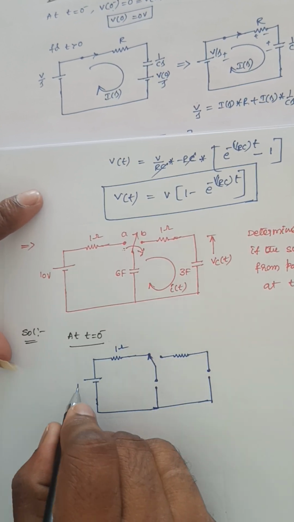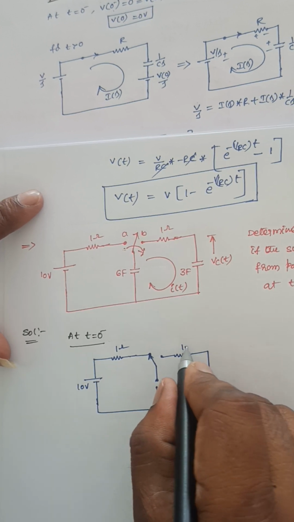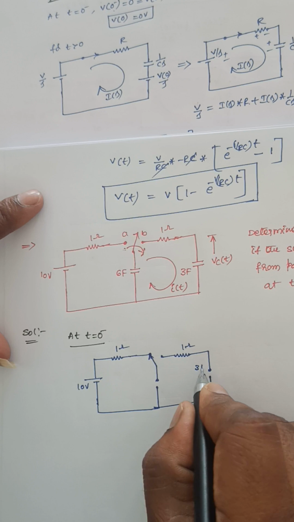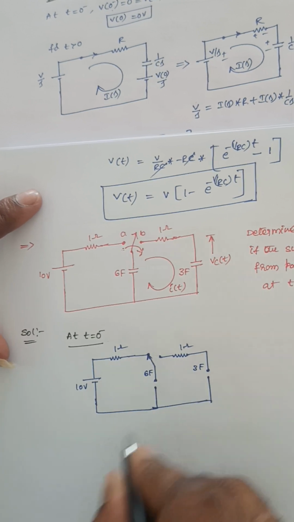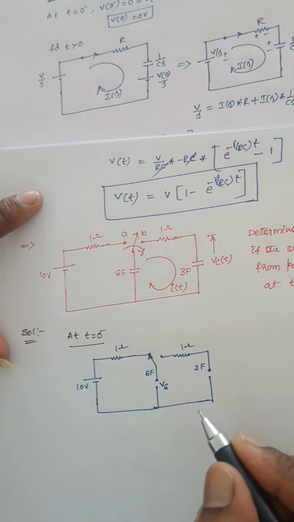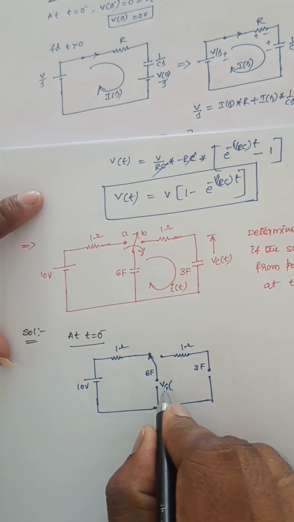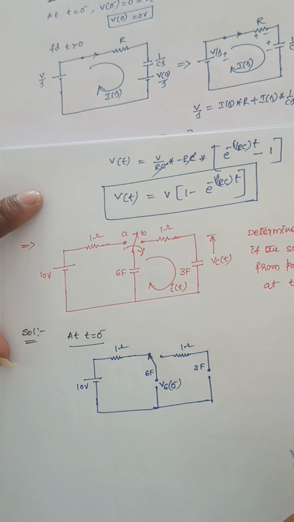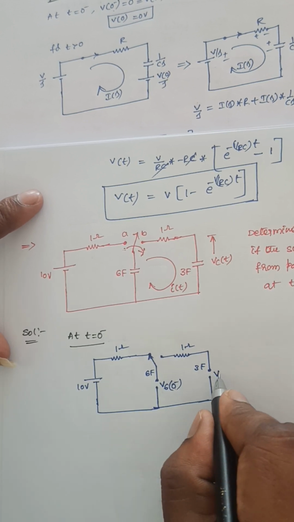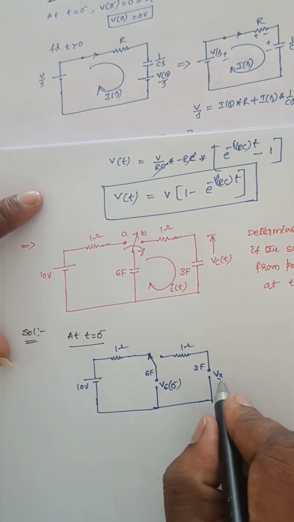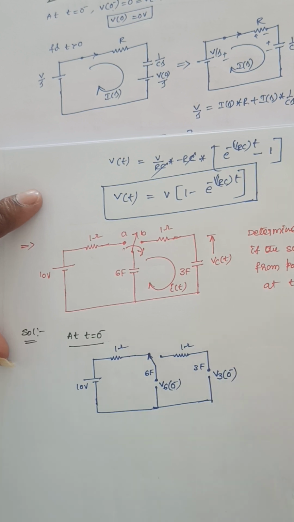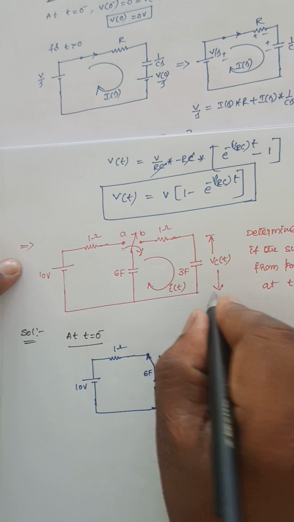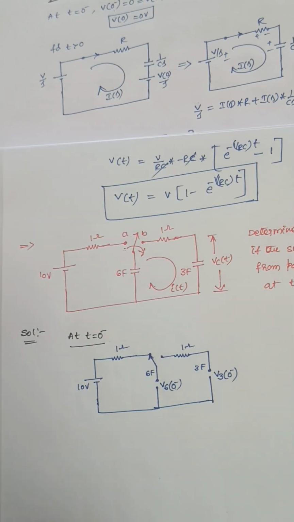It is 1 ohm, it is 10 volts, 1 ohm, and it is 3 farad, it is 6 farad. I am assuming the voltage across the 6 farad capacitor is V6 at t equals 0 minus, V6 of 0 minus. The voltage across the 3 farad capacitor is V3 of 0 minus, and this is the voltage Vc of t, the voltage across this 3 farad.